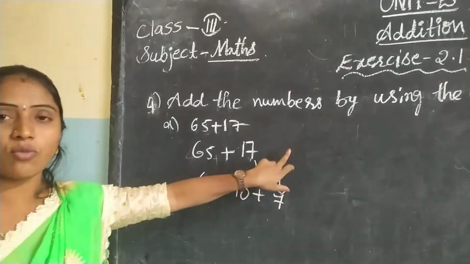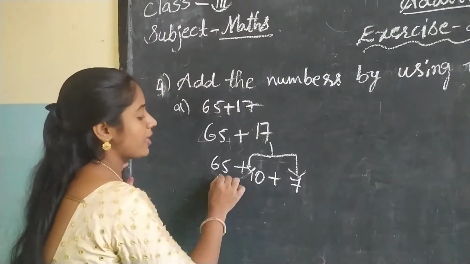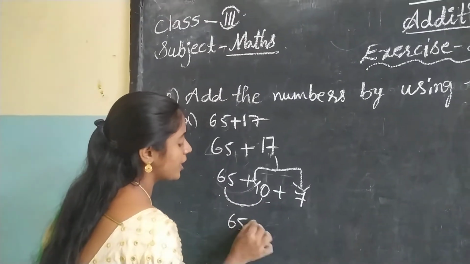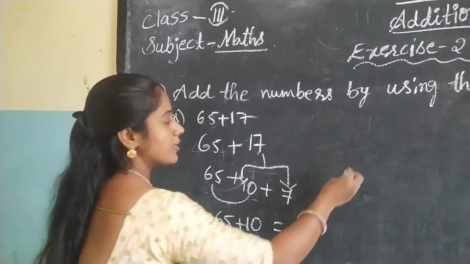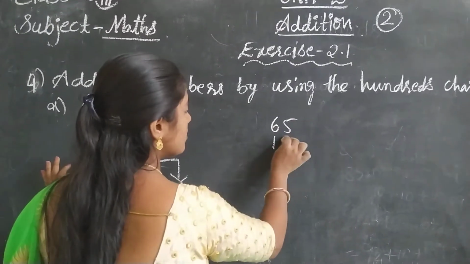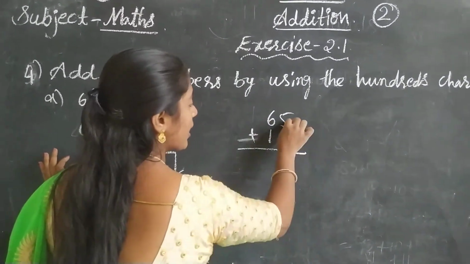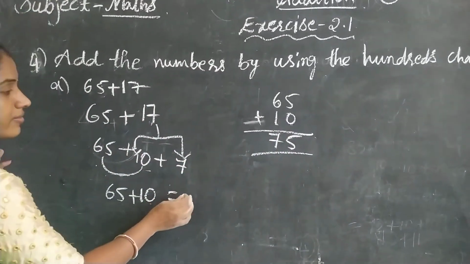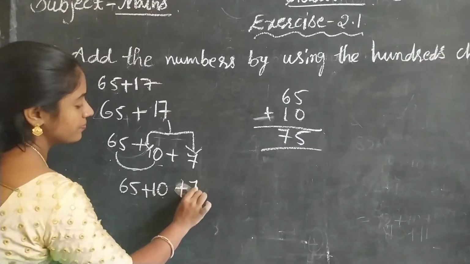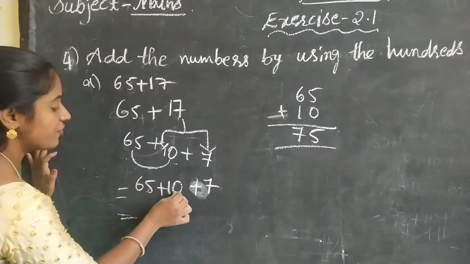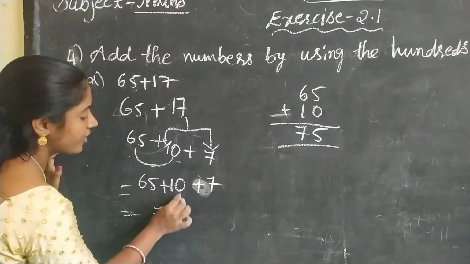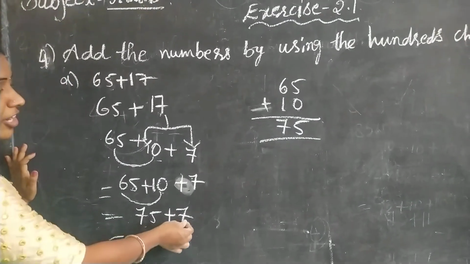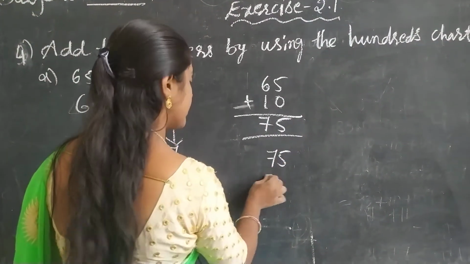Okay, children. 10 plus 7 is equal to 17. So first you have to add these two numbers. What are the two numbers? 65 plus 10 is equal to, add these two numbers, 65 plus 10. 5 plus 0, 5. 6 plus 1, 7. So 75. 65 plus 10 is equal to 75. Okay, as it is, 7 you should write down. Next, 75 plus 7.